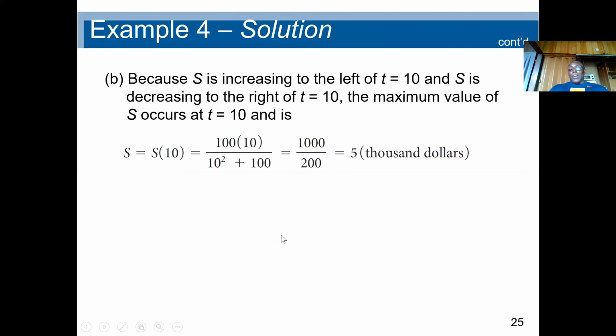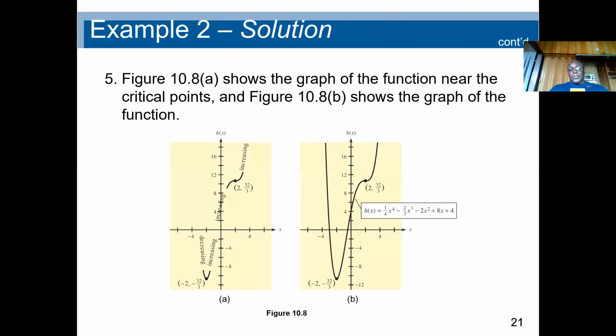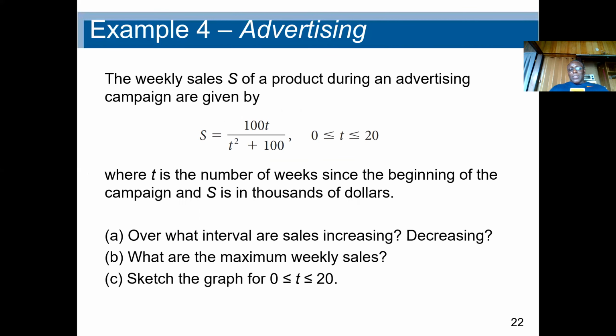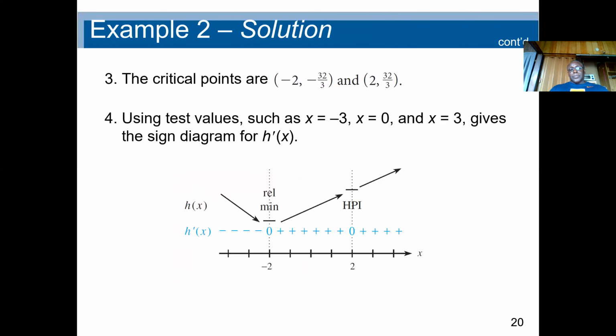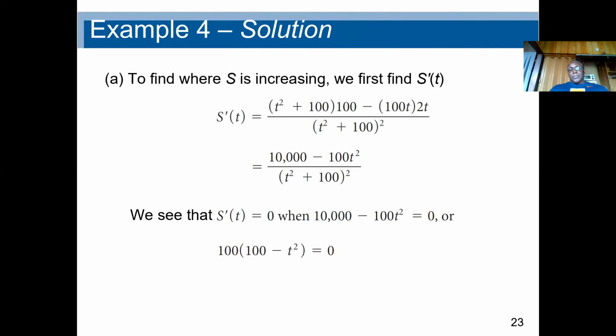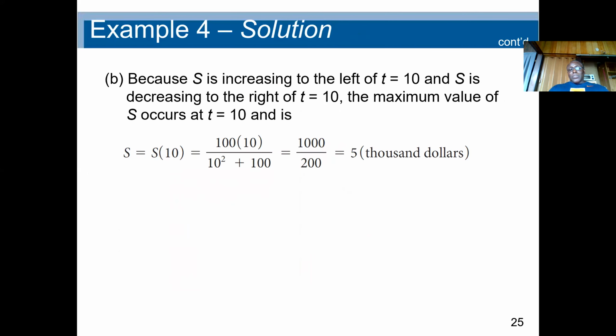That's for A. Now B asks, let's go back to the question again. B asks, what are the maximum weekly sales? Then the last step is to sketch. So the maximum weekly sales, because S is increasing to the left of t equal to 10 and S is decreasing to the right of t, the maximum value will occur at what? t equal to 10.